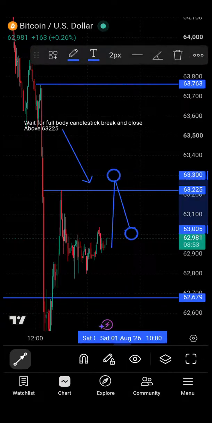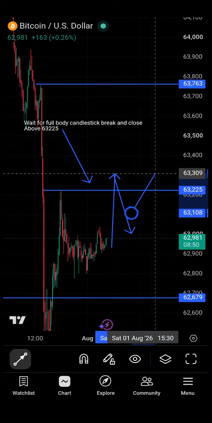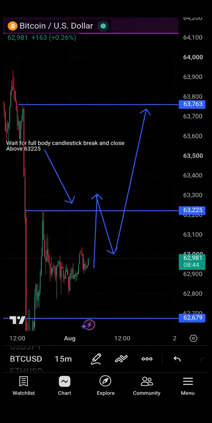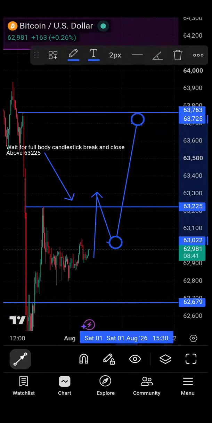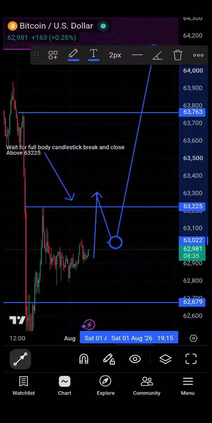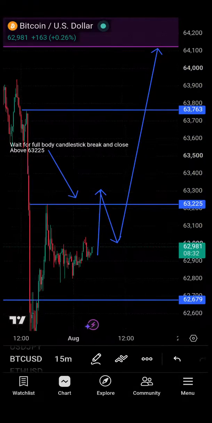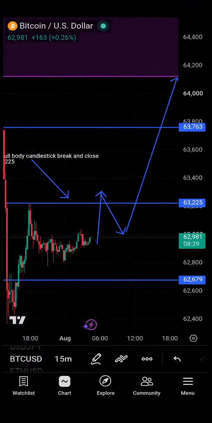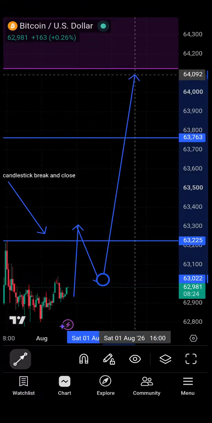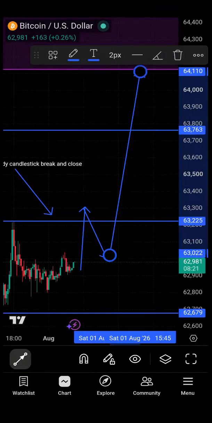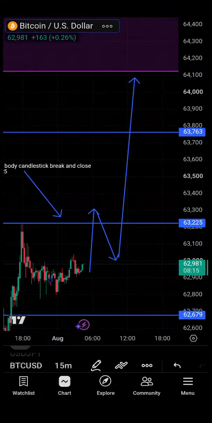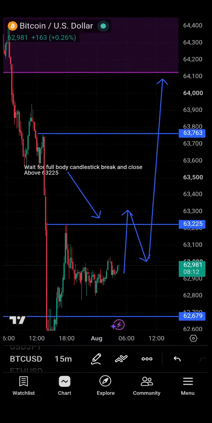Then from there, I will buy. And this will be my first target. From here, if it breaks here, then this will be my last target. Okay. So this is what I want to see on Bitcoin. Yes, it will be a swing trade, because you can see this one to be a swing trade. If Bitcoin manages to give me all these things that I'm saying, I'm going to buy and hold.